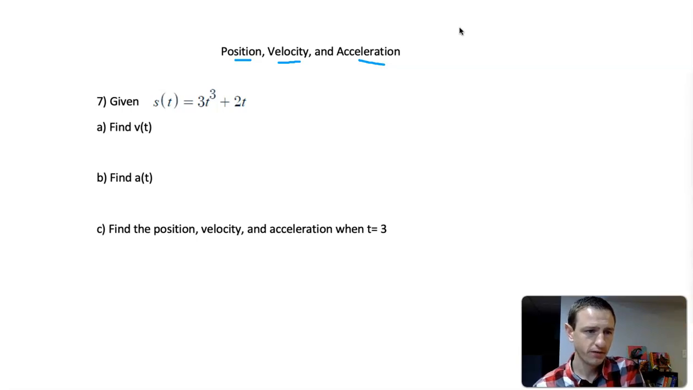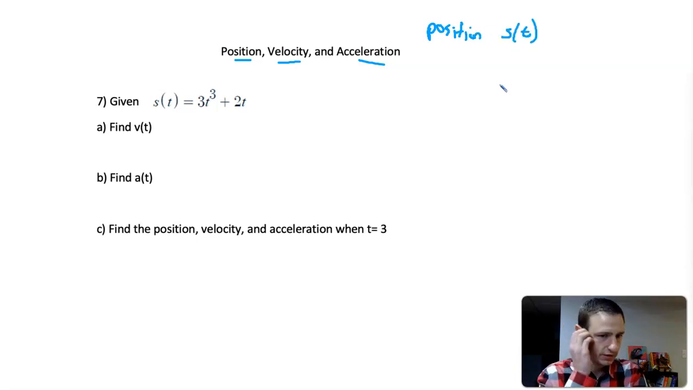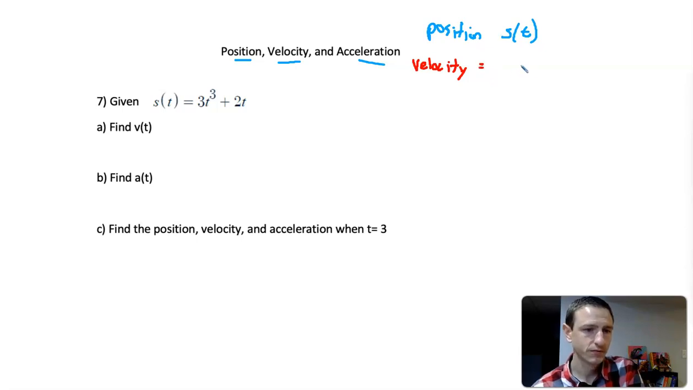So if we have the position, that is your S of t function. It's the original position, starting position. Then we have velocity. Velocity is the derivative of your position. So velocity equals the derivative of the position. And that's notated as v of t.